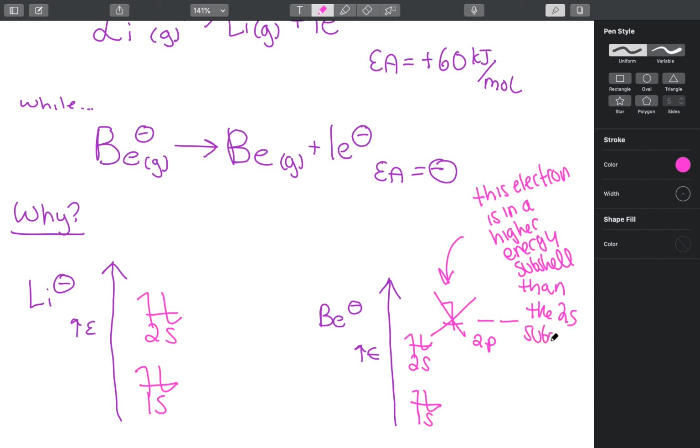subshell, making it easier to lose. And that's why beryllium and the group 2A metals have a lower electron affinity than the group 1A.